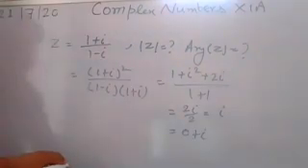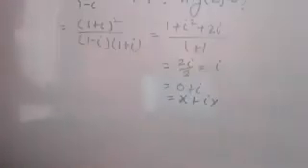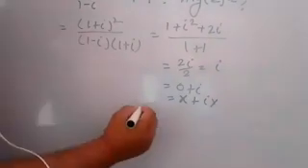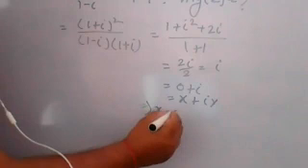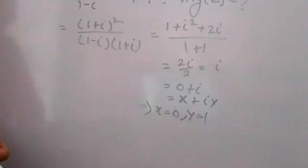Here you see that the value of z is 0 plus i in standard form. Comparing it with the standard result, z is equal to x plus iy. So the value of x is 0 and y is equal to 1. Now you find the value of mod of z.